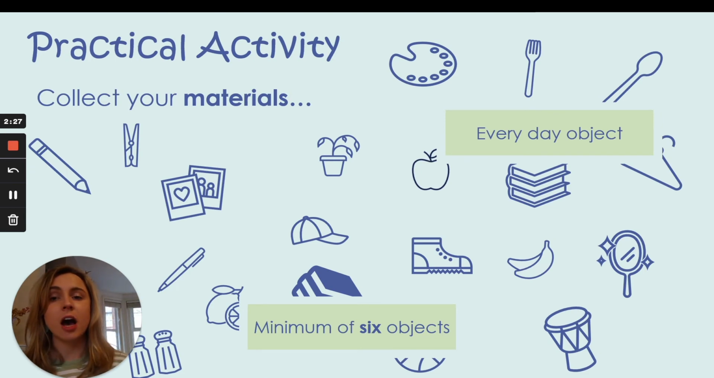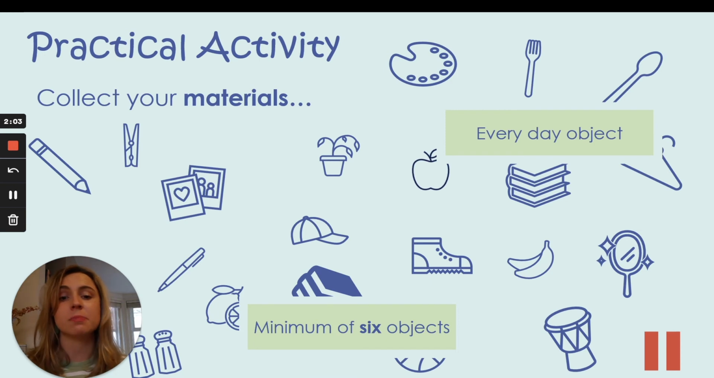So today I would like you to make your own assemblage art. So I would like you to find 6 small household objects. Think about objects that you may use every day. I've put some symbols here to give you some ideas of what you could be looking for. Pause this video whilst you collect some materials.